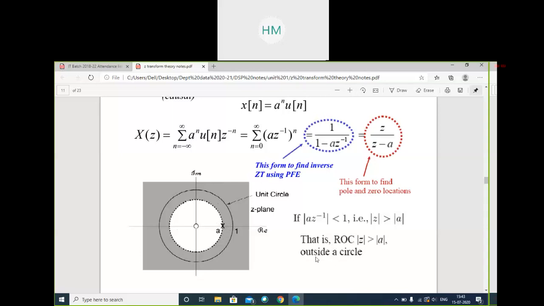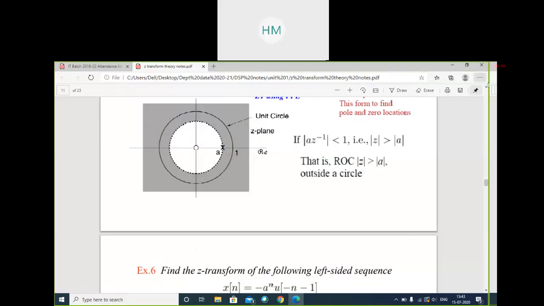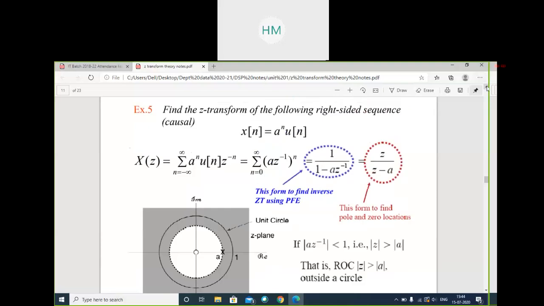That is ROC Z greater than A, outside this circle. This is my ROC, region of convergence. So it is the whole plane except Z greater than A radius. So you have written this numerical in your copy. It's very simple. And you all know there are so many properties of Z transforms and ROC, region of convergence. There are many possible configurations of ROC also for Z transform. So should we move ahead?